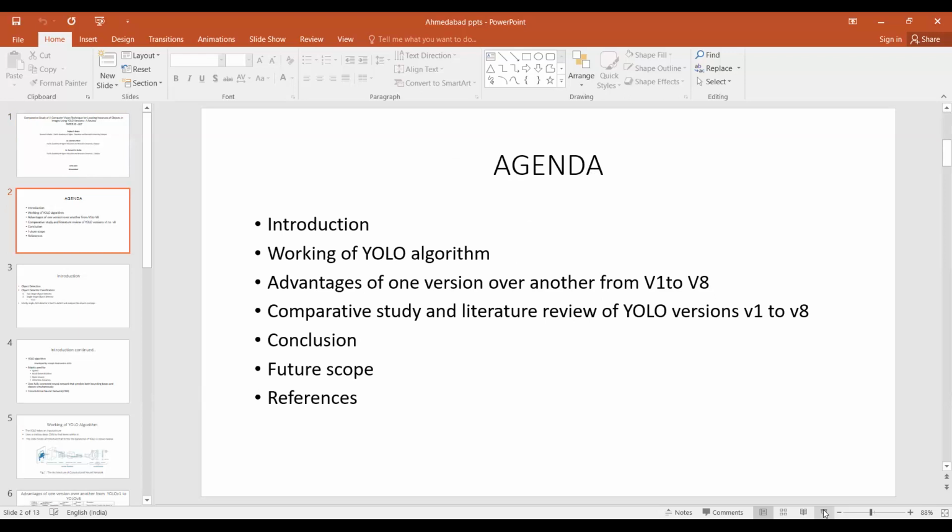The flow of my presentation is on introduction, working of YOLO algorithm, advantages, comparative study and literature review of all the versions from V1 to V8, conclusion, future scope, and references.